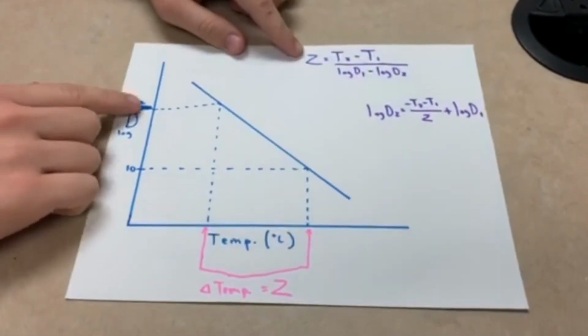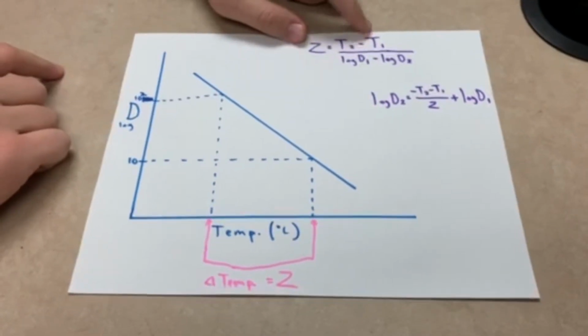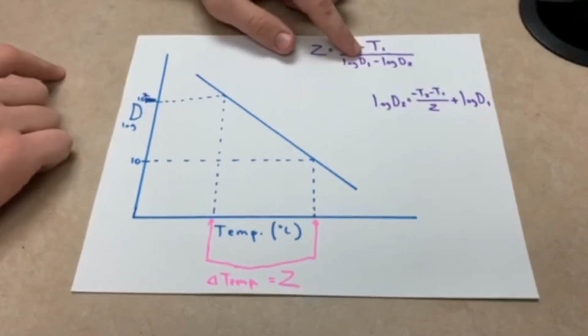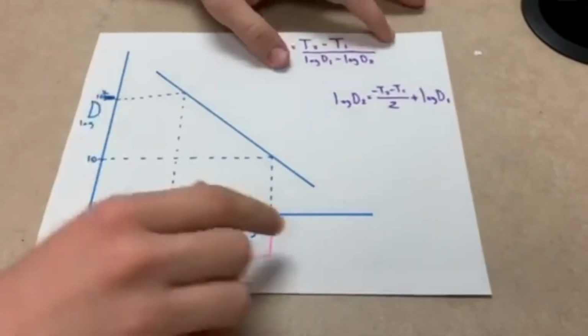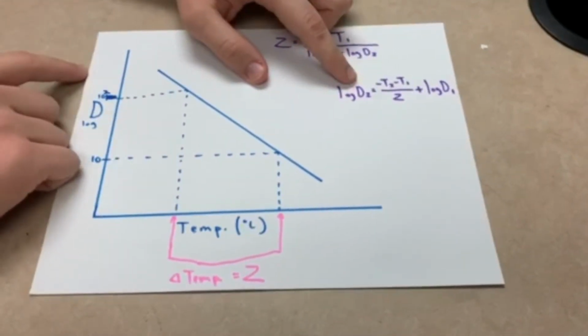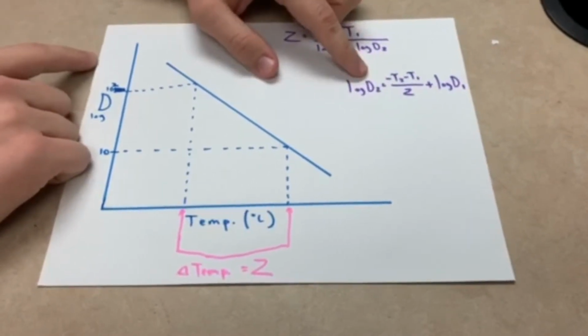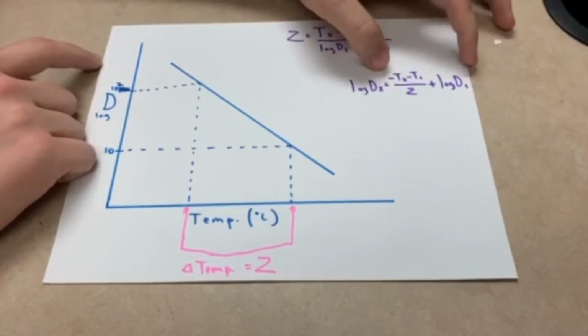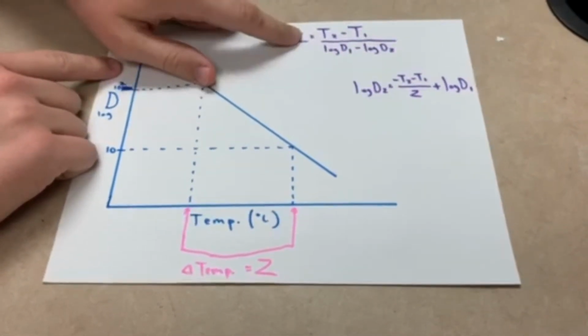Now, using equations, we can get our Z value by taking the final temperature minus the initial over the log of that initial D minus the log of that final D, and we get our Z. If you want to find a final D value, you can use this equation. If you have a Z value to calculate your final D, this equation is just derived from this equation. Now, how this would look in the real world.